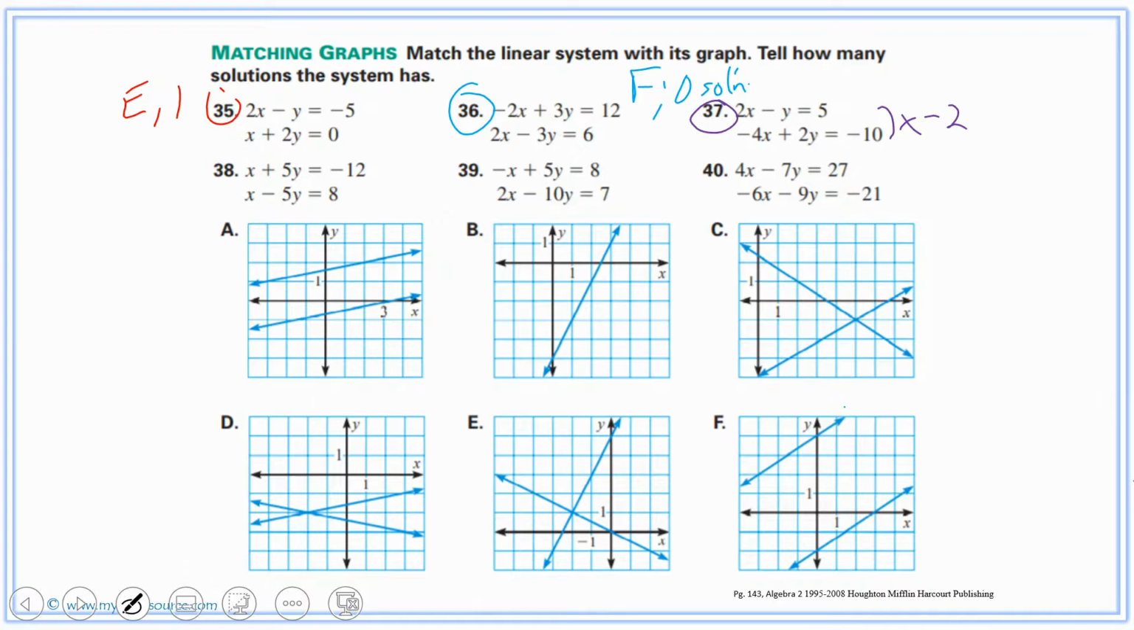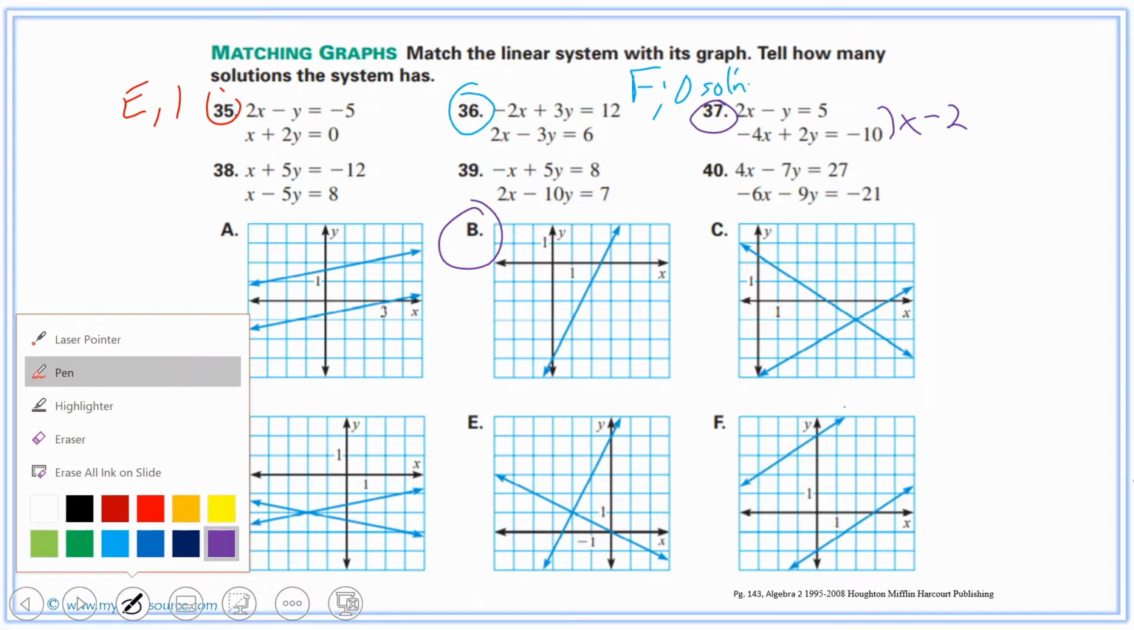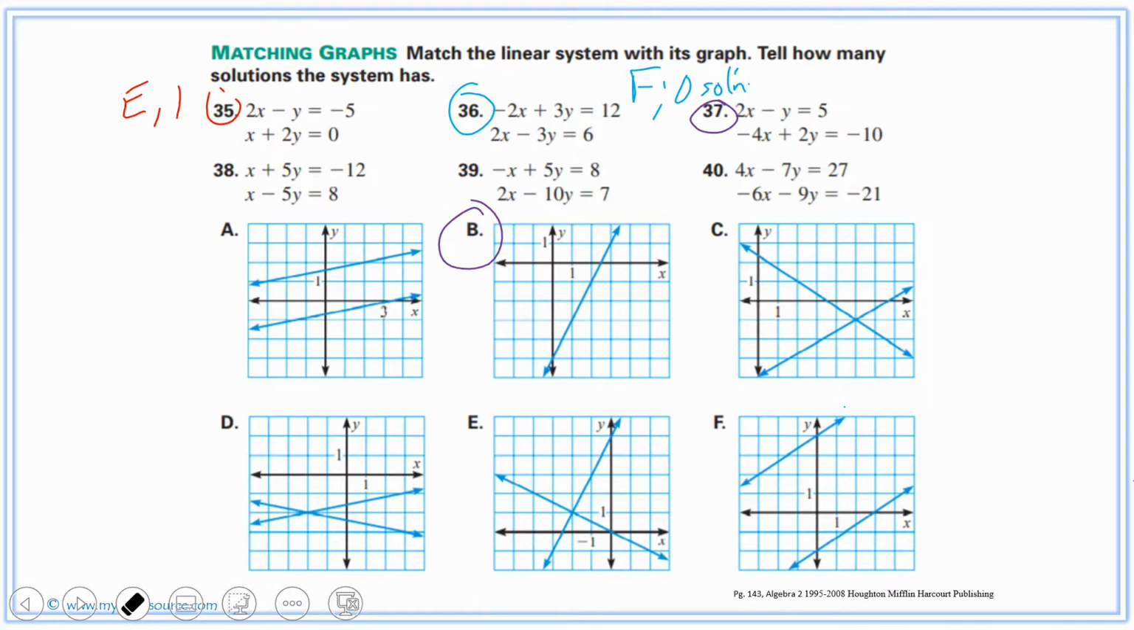So we're looking for the case with one line, and there's only one with one line. We already know the answer must be B, infinitely many solutions. But we are going to do it the longer way as well. Doing it the long way, I will try to see which graph this one matches.